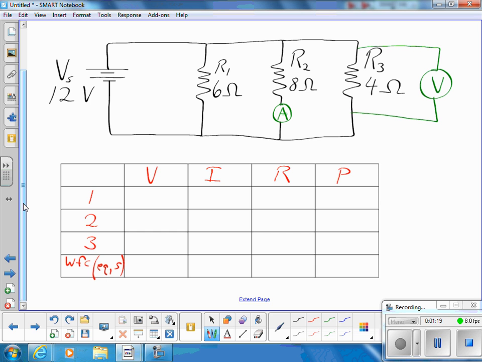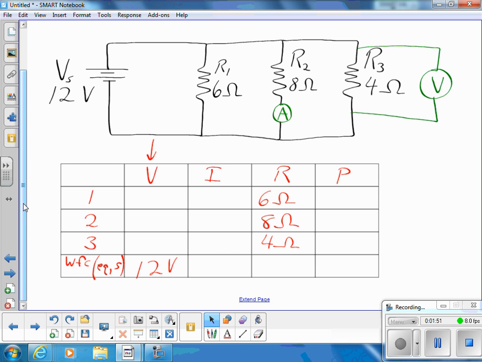All right, so what do we know to start with? We know that the voltage, or the potential difference of the source, is 12 volts. So that goes under V, which is this column, for the whole circuit, is 12 volts. That's a given quantity. And then they also give us the three different values of resistance. R1 is 6 ohms, R2 is 8 ohms, and R3 is 4 ohms. All right. And we want to calculate everything under the sun.